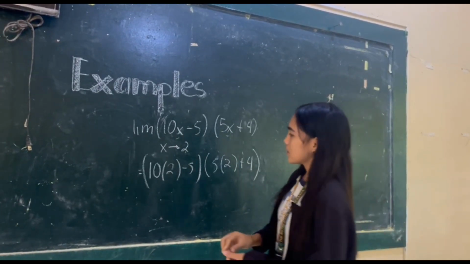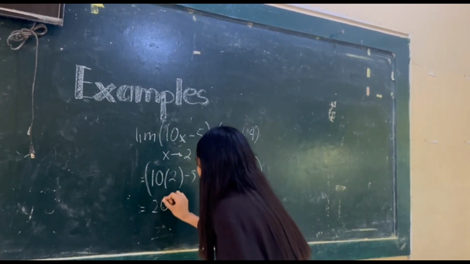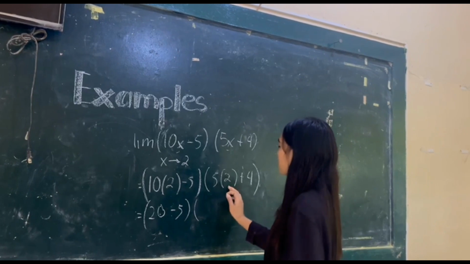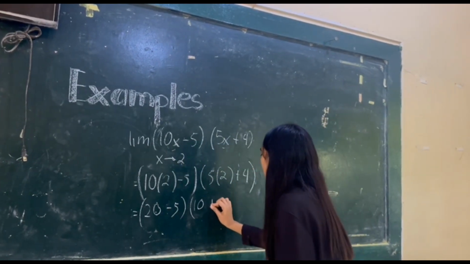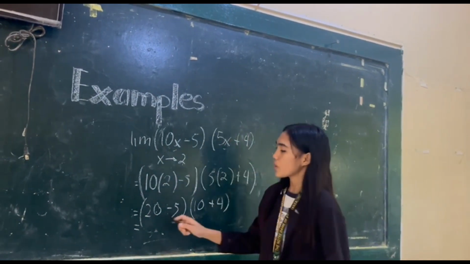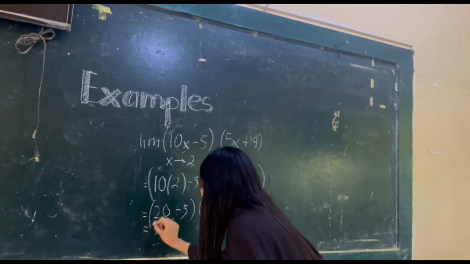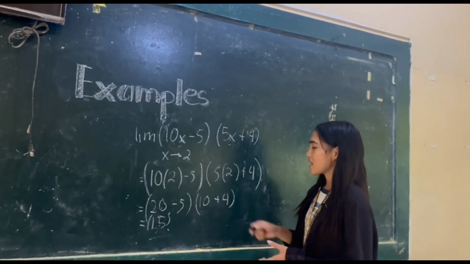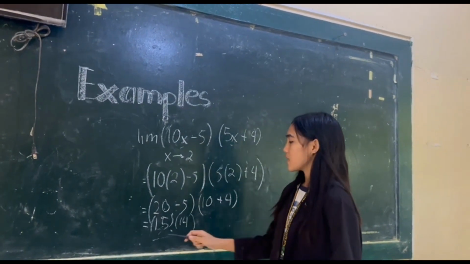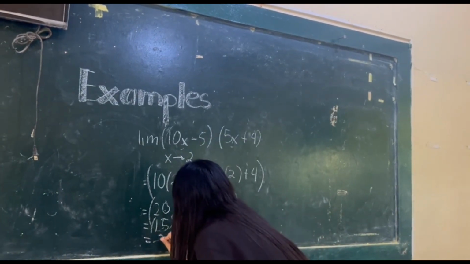Then after that, let's multiply: 10 times 2 is equal to 20, minus 5, and 5 times 2 is equal to 10, plus 4. Then 20 minus 5 is equal to 15 and 10 plus 4 is equal to 14. Then let's multiply the 15 and 14. 15 times 14 is equal to 210.